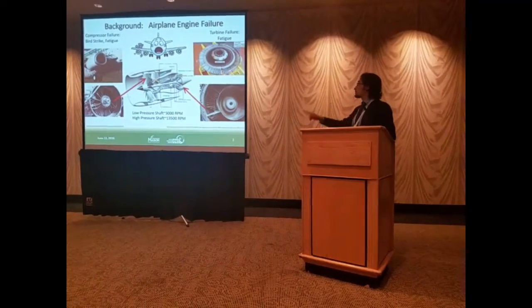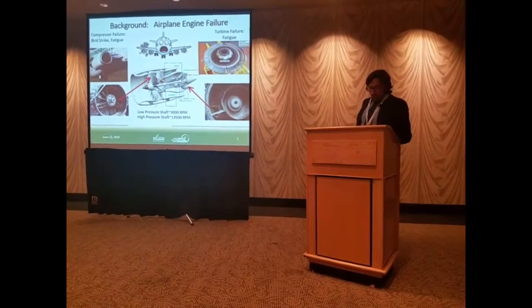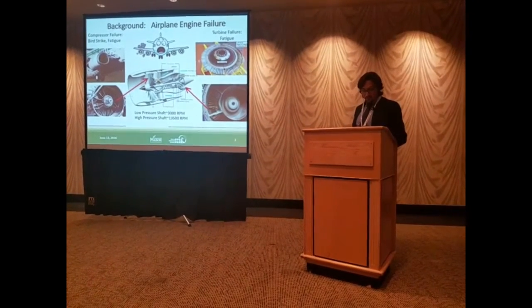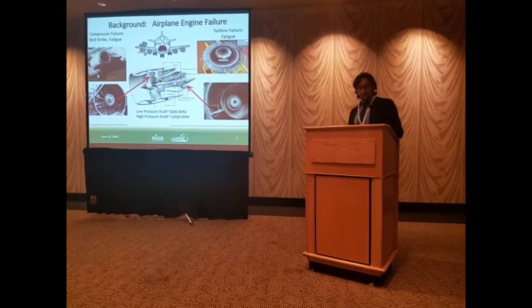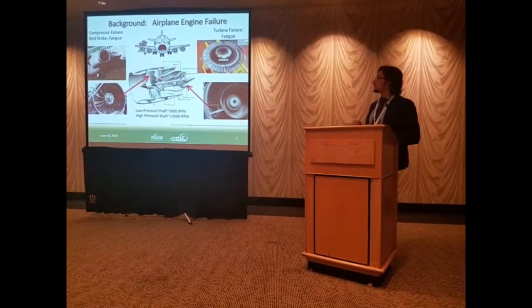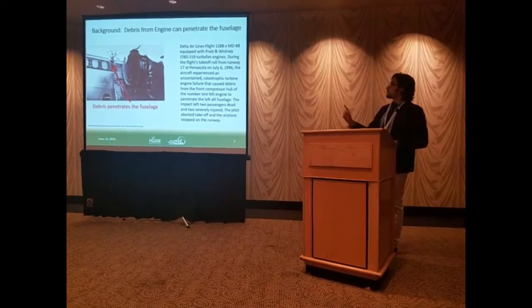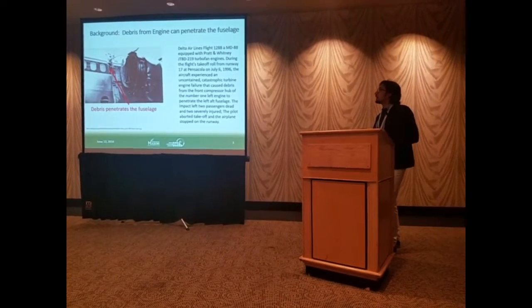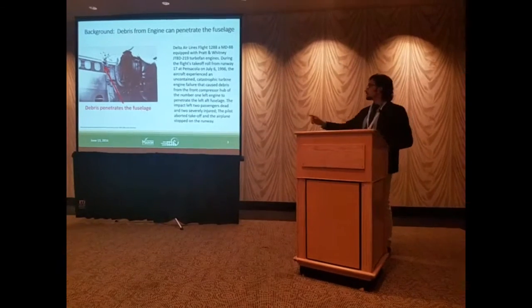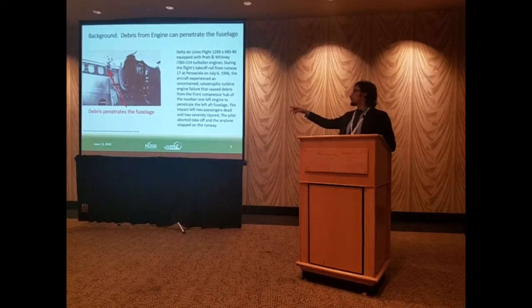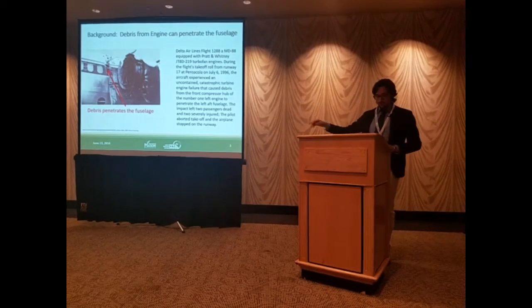Instead, for the turbine, the fatigue could occur and part of the turbine could be released and again penetrate in the fuselage, and the results are often catastrophic. For example, here for the Delta Airlines flight 1288, the impact left 2 people dead and several injured.